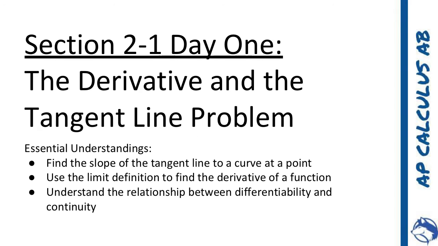Today's section 2.1, day 1, and we're going to talk about the derivatives and the tangent line problem. We're going to find the slope of the tangent line to a curve at a point. We're going to use the limit definition to find the derivative of a function. And then we are going to talk about the difference between differentiability and continuity.